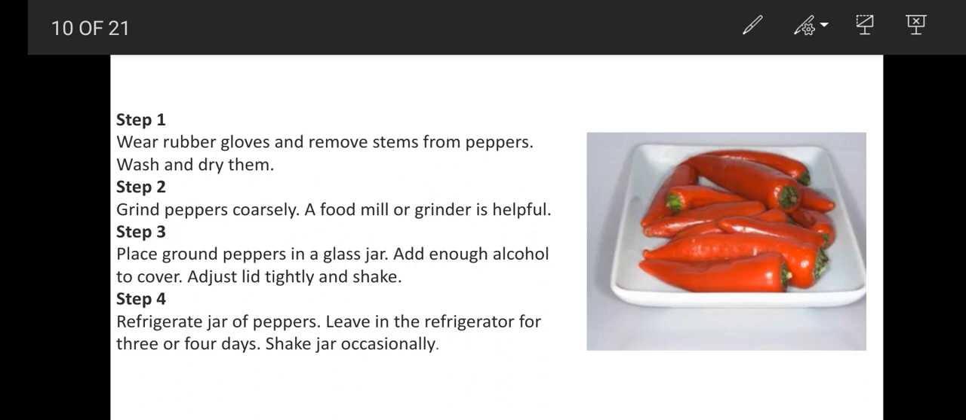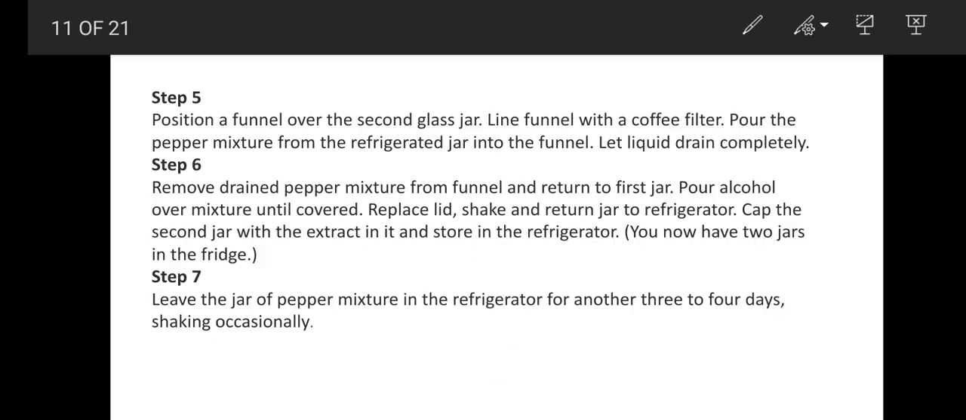Shake jar occasionally. Step number 5 is to position a funnel over a second glass jar. Line the funnel with a coffee filter. Pour the pepper mixture from the refrigerated jar into the funnel. Let liquid drain completely. Step number 6. Remove drained pepper mixture from funnel and return to the first jar.